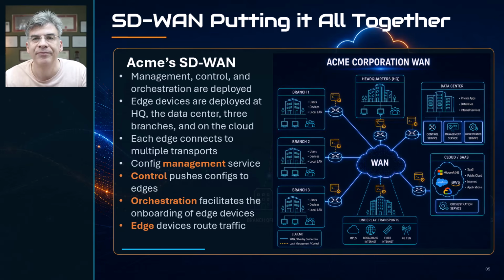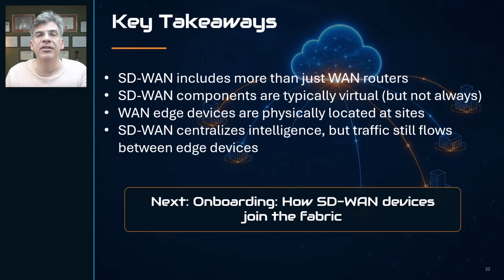So here are the key takeaways for this video. First, an SD-WAN deployment includes more than just routers at the branch. It includes management, control, and onboarding components. Second, those components may be deployed as cloud services, virtual machines, physical appliances, or vendor-managed systems. Third, the WAN edge devices are the devices that sit at the actual sites and forward user traffic. And fourth, SD-WAN centralizes the intelligence, but the actual traffic still flows through the edge devices.